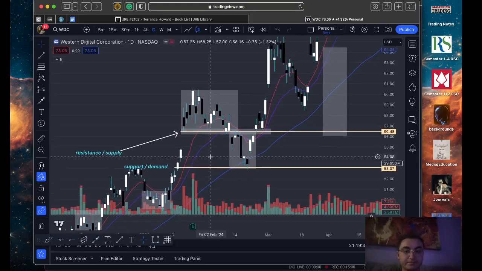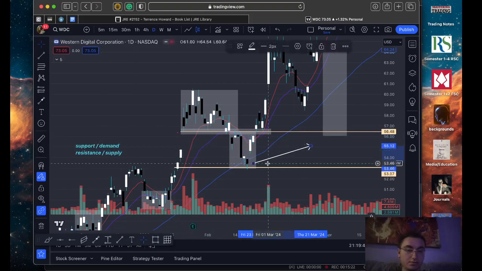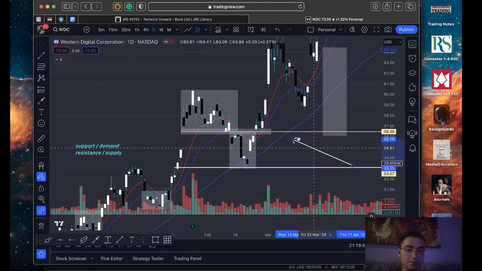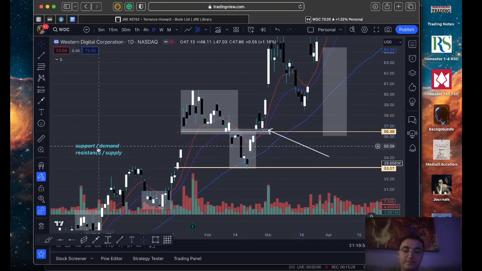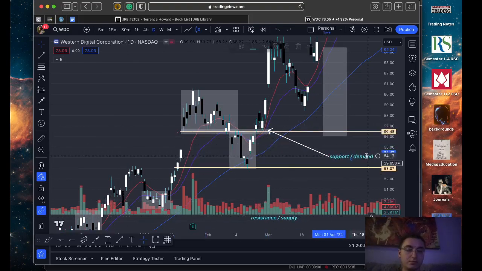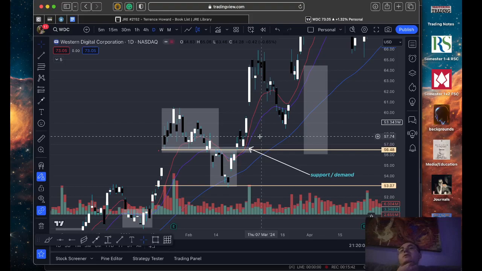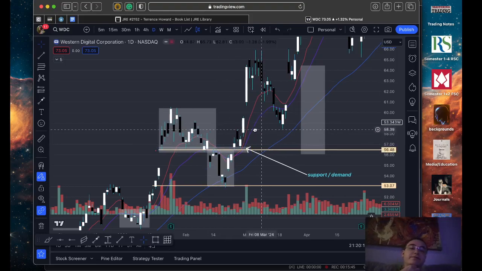So, as you can see here, this support broke down and it turned into resistance because we were below it. And then eventually, as we'll see, we broke back above it. We broke above the resistance. We broke from below. We broke above it. And now that we were above it, it turned into support and or demand. So we were to bounce off it. So that's just a way to understand the levels and understand the flip and how it works.